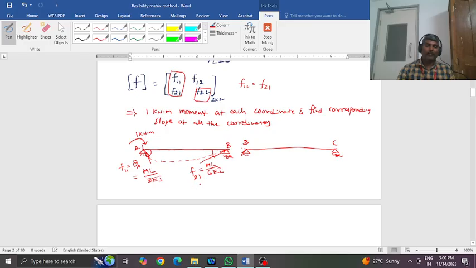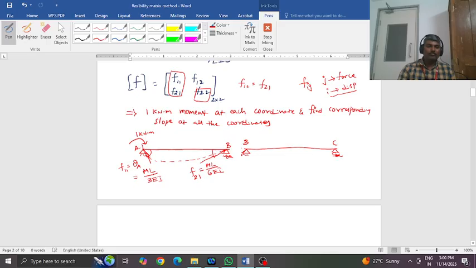F21. Okay. Because coordinate 1 is J here, Fij, that is what you have learned. J is your force coordinate, Fij. J is the force coordinate where you have applied the force. I is the displacement coordinate. So that is how we work out flexibility coefficients.